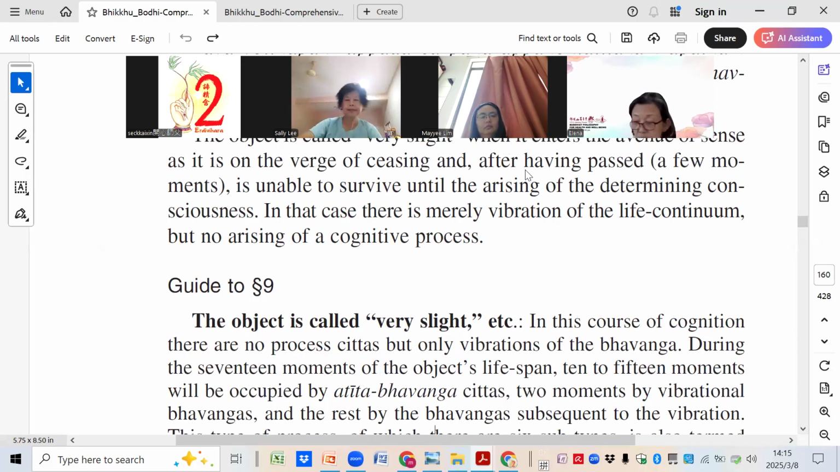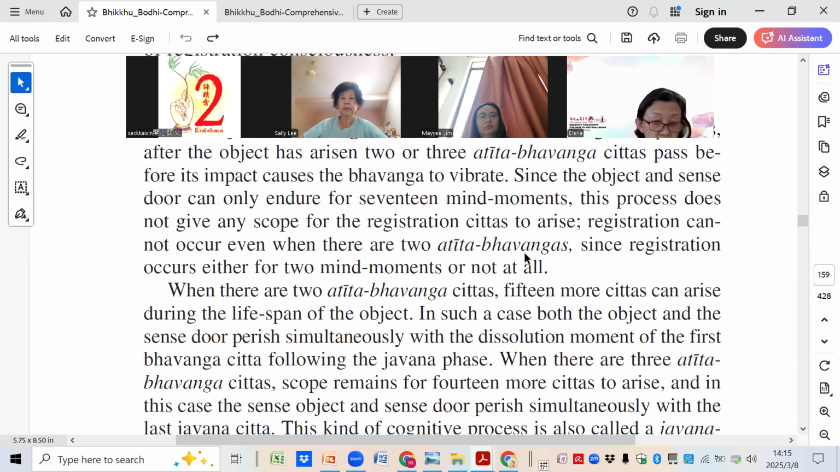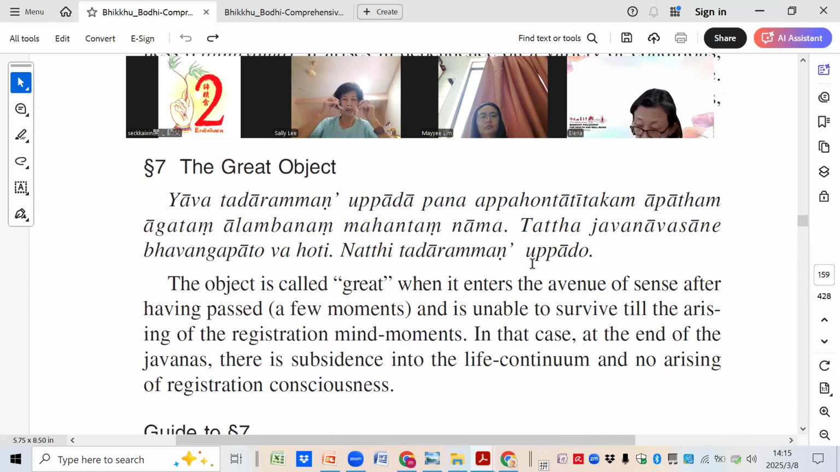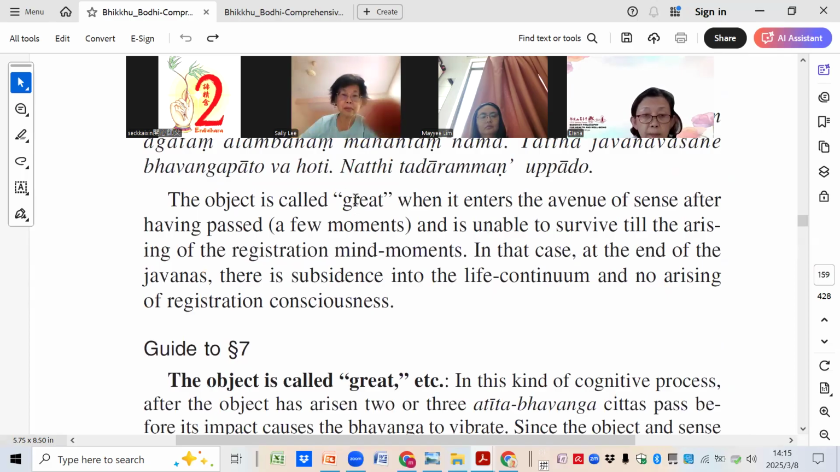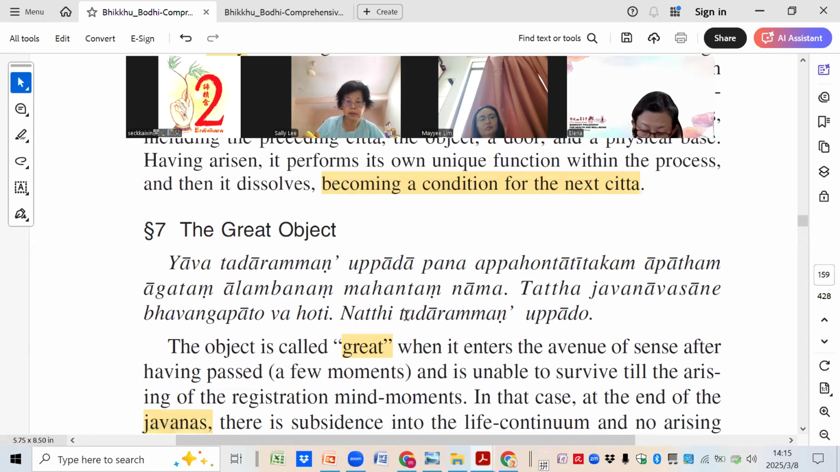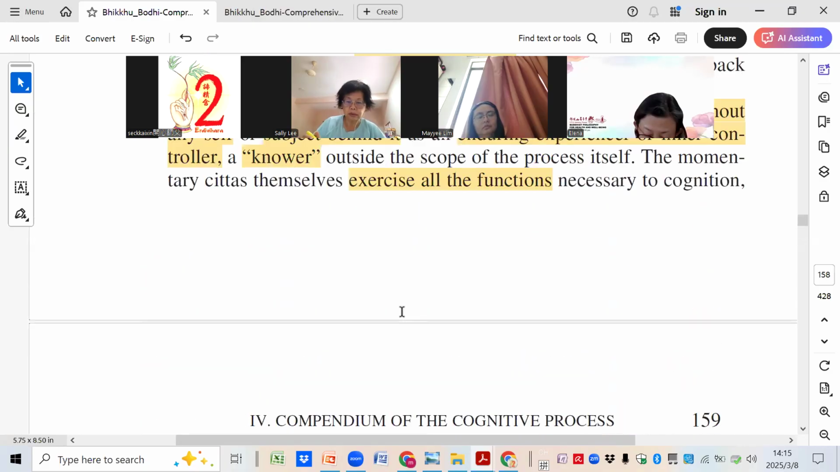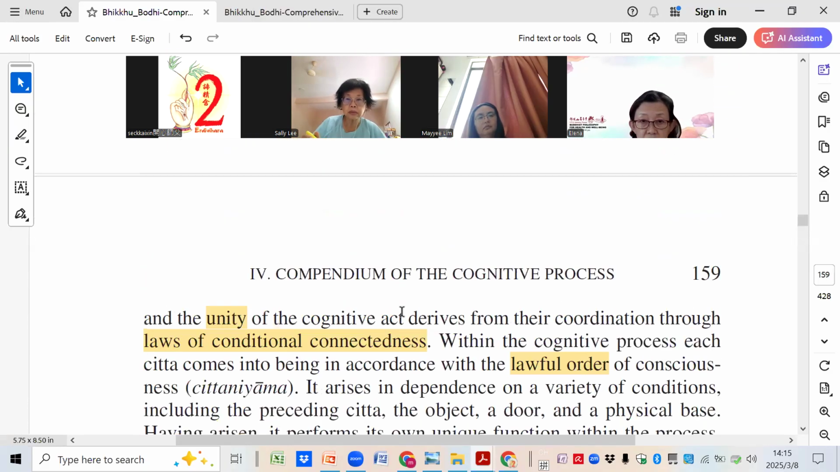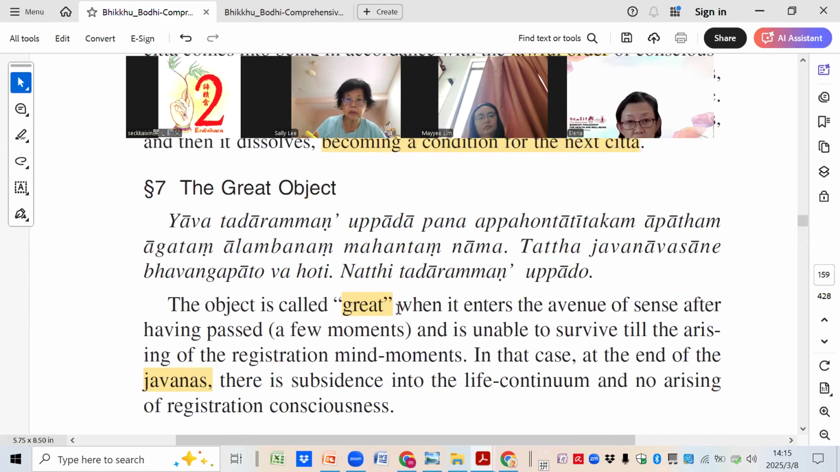Okay, thank you. Let's try to digest these 3 paragraphs. I think I missed out. Wait, I didn't miss out. Okay, yes, correct. The great object.